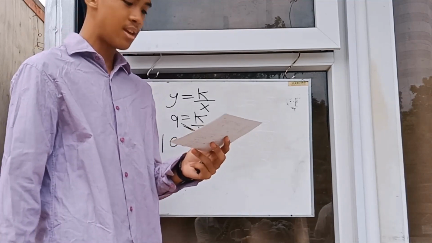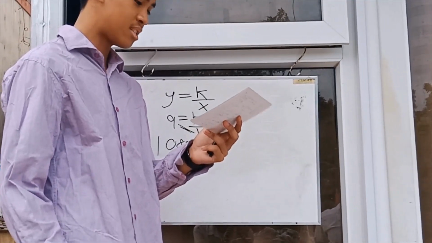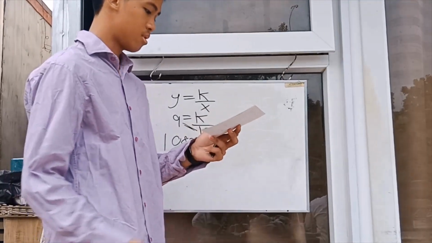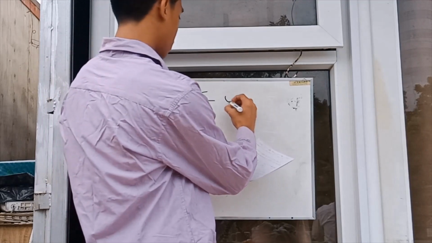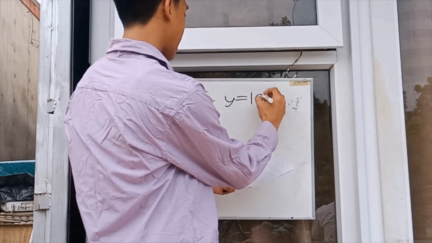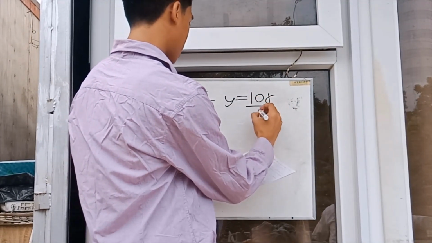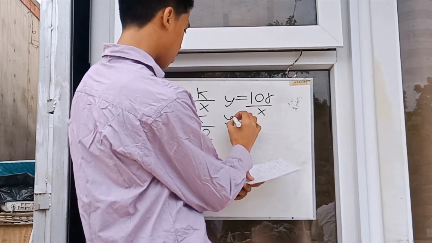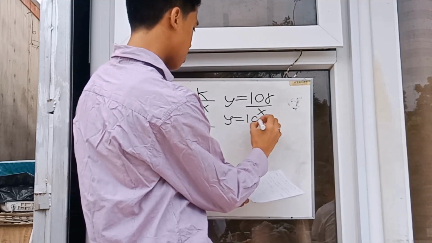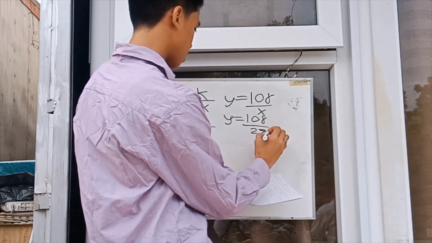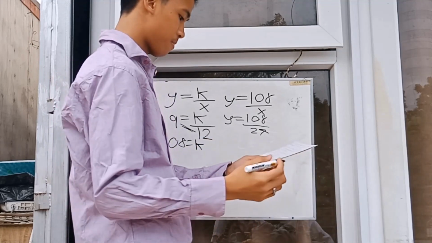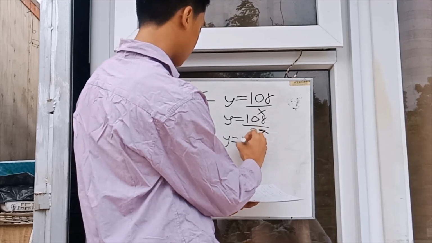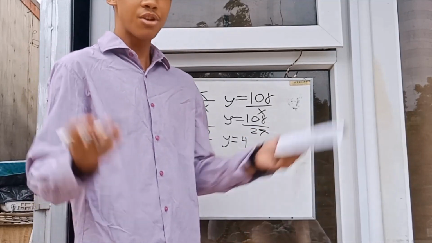Now, let's start solving the problem, which is find y when x is equal to 27. So y equals 108 over x. Substitute. y is equal to 108 over 27. Simplify. The answer is 4. There you go.